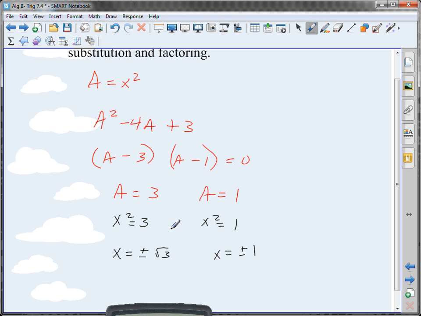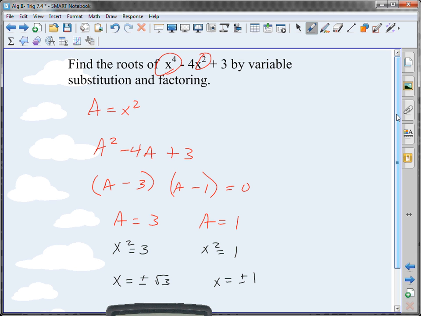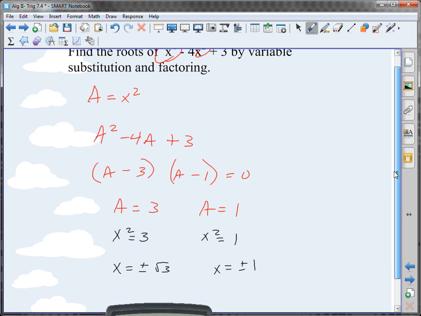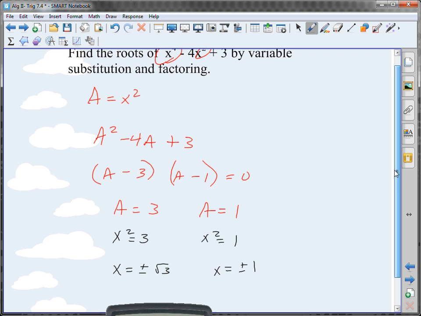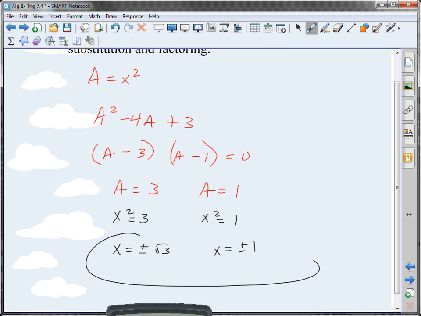Whenever you take the square root, it's plus or minus. How many solutions do I have? I have 4. Why do I have 4 solutions? x to the 4th. That is the most I can have. These are my 4 solutions: square root of 3, negative square root of 3, 1, negative 1.